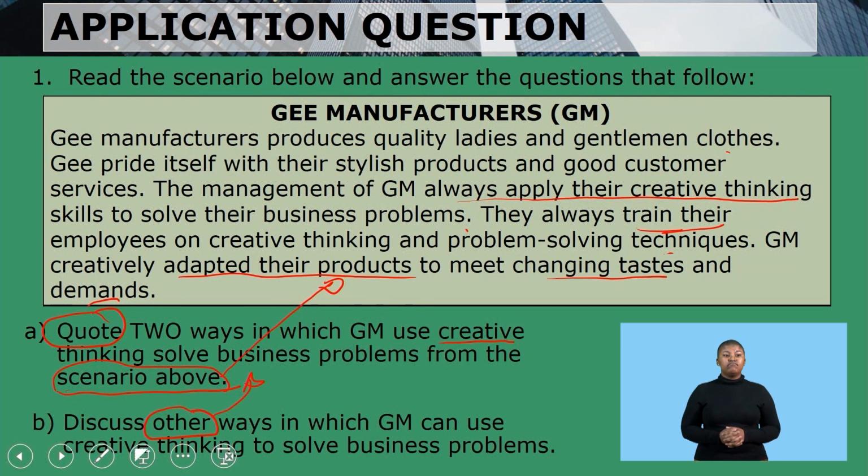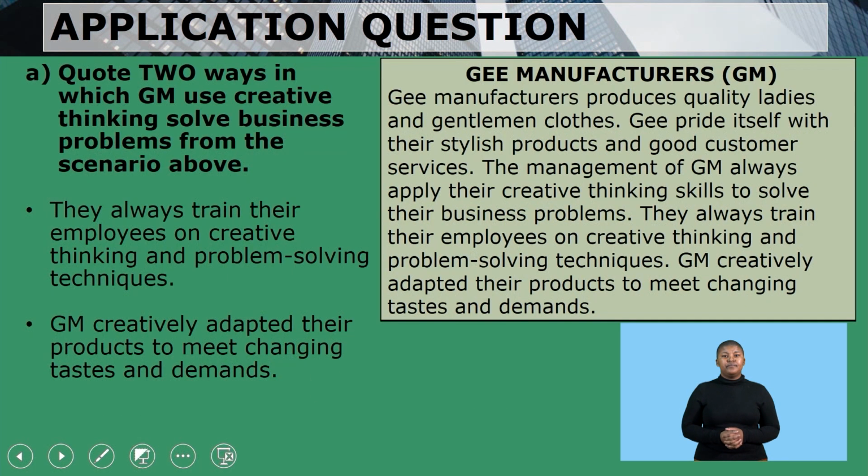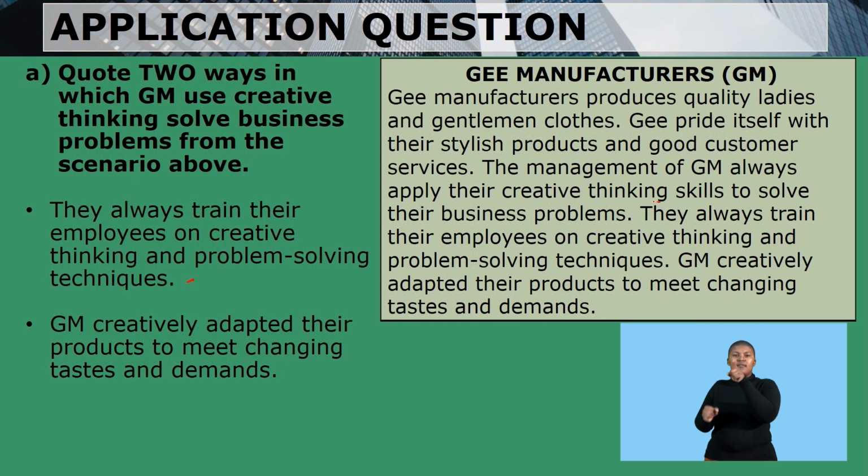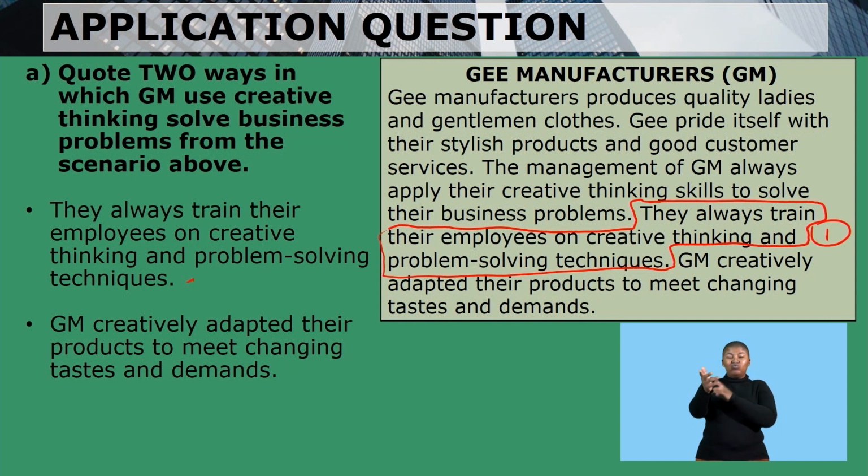All right, let's now come up with the answers. It says here they always train their employees on creative thinking and problem-solving techniques. Right, let's find it. Where is it on our scenario? It's here. They always train their employees on creative thinking and problem-solving techniques. I hope you can see as is. Nothing was changed. As is directly from the scenario.